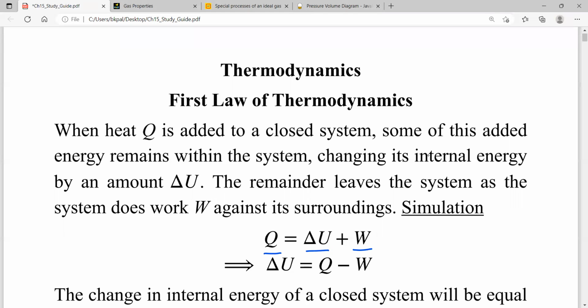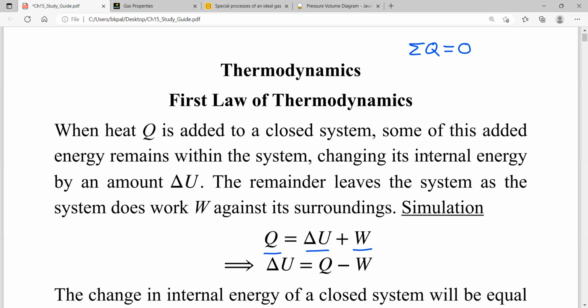Okay, earlier in chapter 14 you learned about another form of conservation of energy when you were learning about calorimetry, and that time it was just this. That means the sum of the heat exchanged in a closed system is equal to 0. And in this equation the only form of energy involved is the heat energy.